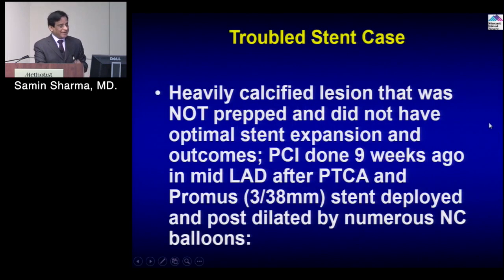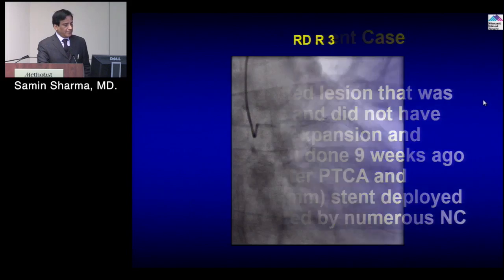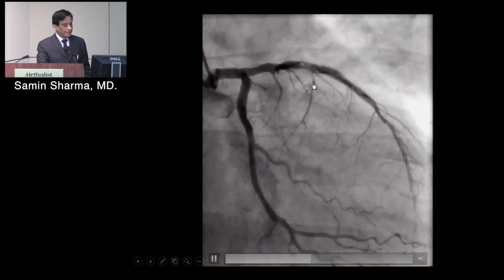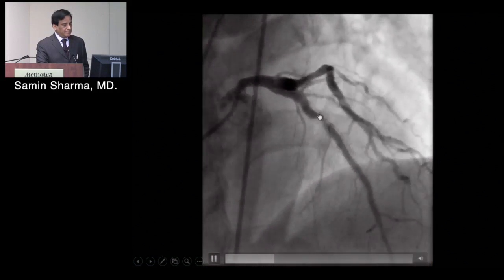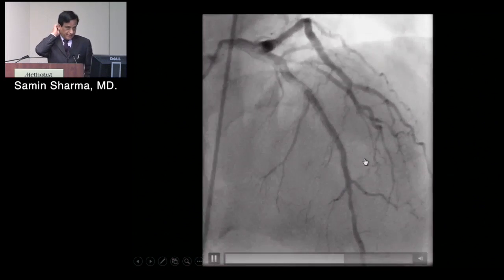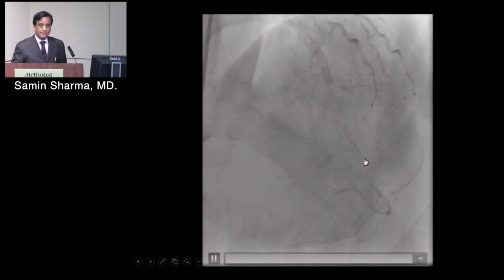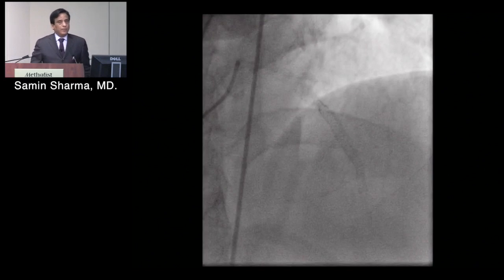Second case, which they asked me to present in the SCI meeting last year, that patient had a PCI done 9 weeks ago, a troubled stent case, or we call it the regret. In this patient, you can see here the fish mouth appearance of the stent, right there. It has not been expanded. Now do what? Big trouble. Any balloon, they did multiple, would not expand.